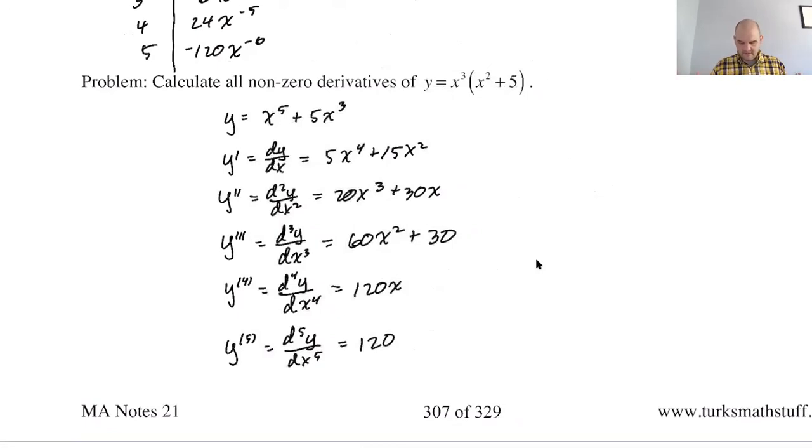Because there's nothing you can do. This will happen with every polynomial. Eventually, the derivatives of polynomials go to zero. That doesn't happen with everything.